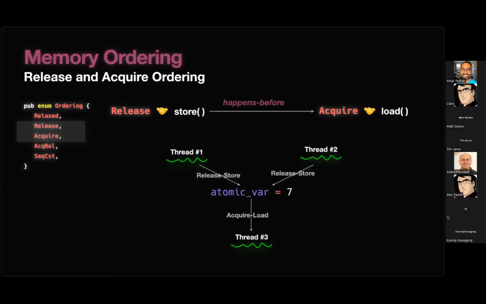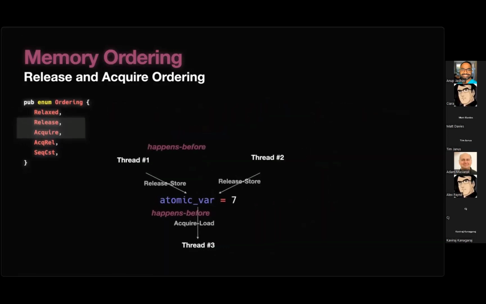Imagine that two threads both release store a 7 into the same atomic variable, and a third thread loads a 7 from that variable. Now, does the third thread have a happens before relationship with the first thread or the second one? That depends on which 7 it loaded, the one from thread 1 or the one from thread 2. This leads us to conclude that even though 7 equals 7, there is something different about the two 7s from the two threads.